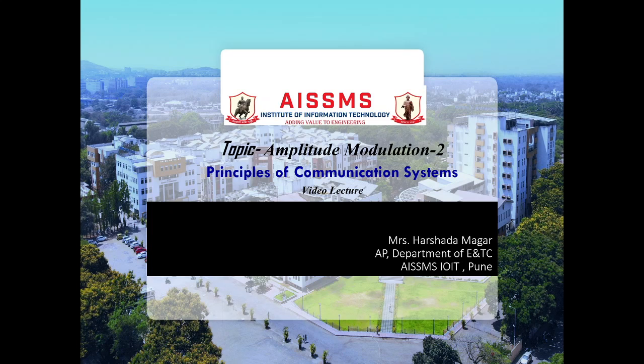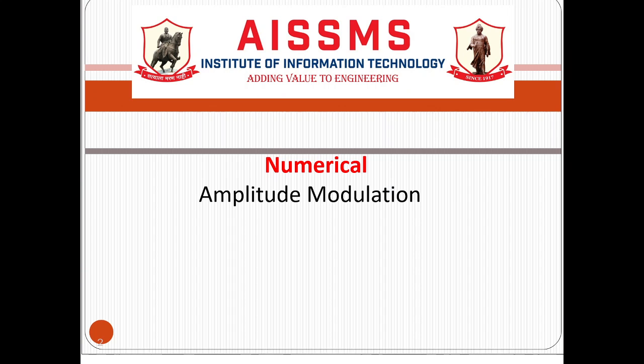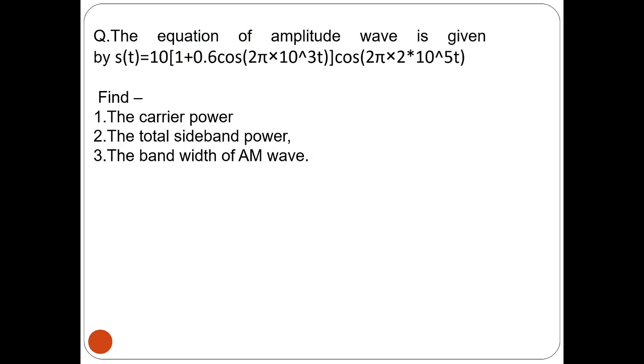I, Mrs. H.B.Magar, will help you to solve some numerical based on amplitude modulation. So let's take a question. The equation of amplitude wave is given by S(t) = 10[1 + 0.6 cos 2π10^3 t] cos 2π(2×10^5)t. Find out the carrier power, the total sideband power and the bandwidth of the AM wave. So they have asked us about the carrier power, the total sideband power and the bandwidth of AM wave.